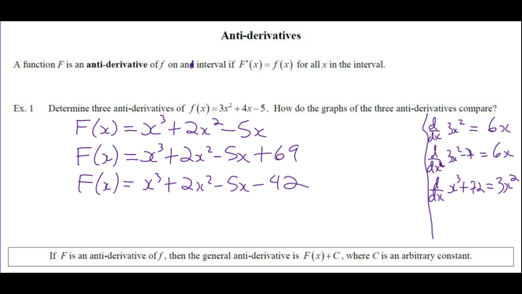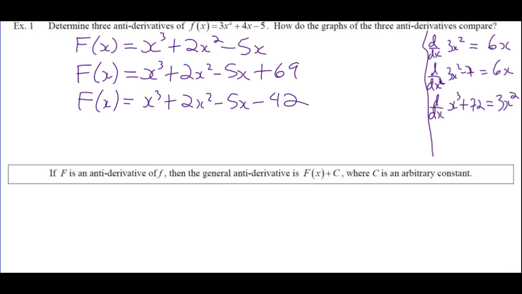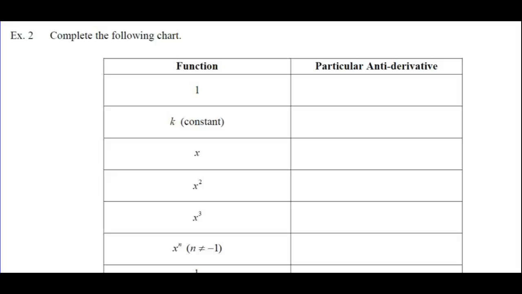So if F is an antiderivative of f, then the general antiderivative is F of x plus C, where C is an arbitrary constant. It could be pi, it could be e. Who cares? Just as long as it's a constant, as long as it's not a function of x. So general antiderivatives add on the C. Particular antiderivatives, we don't add on the C.